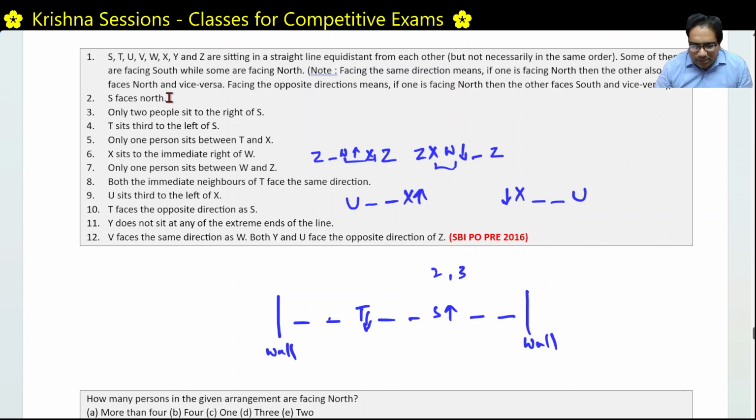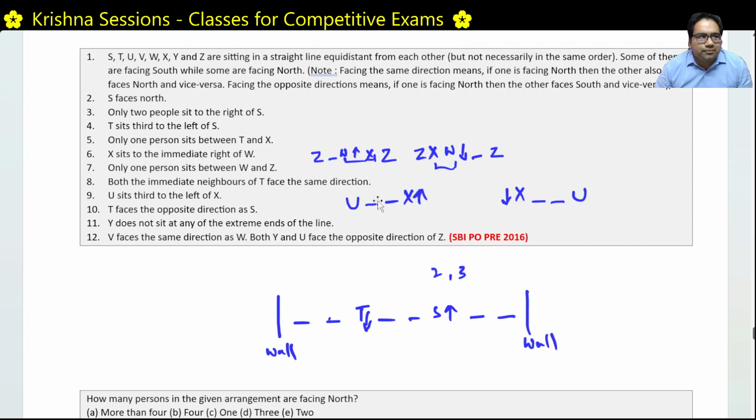We have used the second, third, fourth, and 10th number conditions, and we have arrived at this structure. The structure of 8 people. S is here. S is third from right. And T is third from left. And S is facing north. And T is facing south. And we have also derived the probable seating structure of W, X and Z, and the probable seating structure of U and X together.